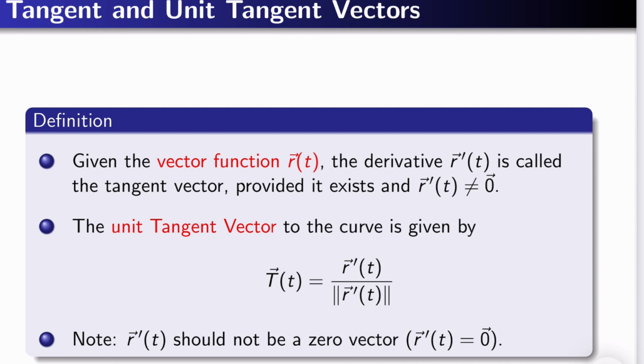Now to find the unit tangent vector, we just find the unit vector in the direction of the tangent vector. The unit tangent vector is defined as r prime divided by the magnitude of r prime. That's the tangent vector divided by the norm of the tangent vector, right? Here also r prime of t should not be equal to 0, because if r prime of t is equal to 0 then its magnitude is also 0, so we are going to have 0 on 0, which is indeterminate. Now we know how to find the tangent vector and the unit tangent vector. Let's now solve some examples.